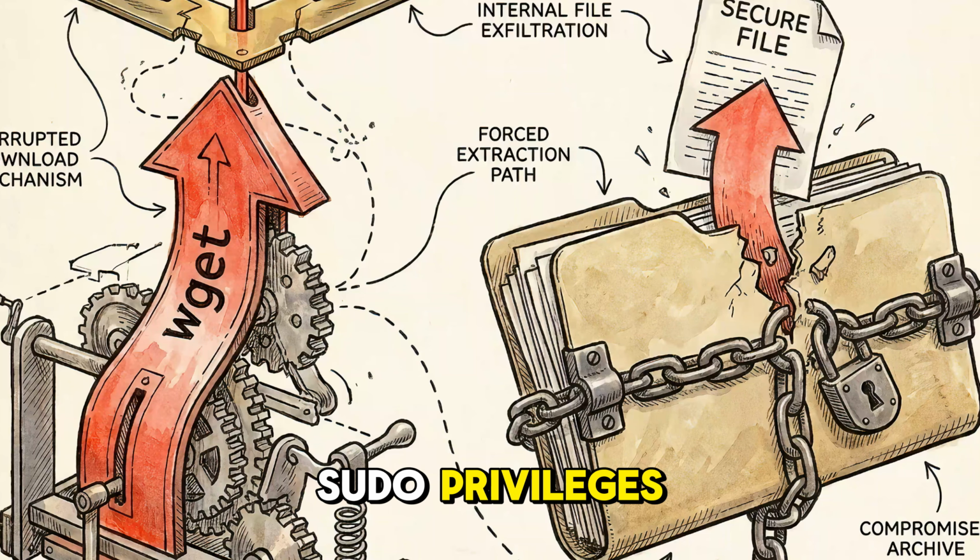Then there are environment variable misconfigurations, specifically LD_PRELOAD. When attackers run sudo -l, they might see the environment variable LD_PRELOAD is being preserved. To understand why this is dangerous, we have to look at dynamic linking.